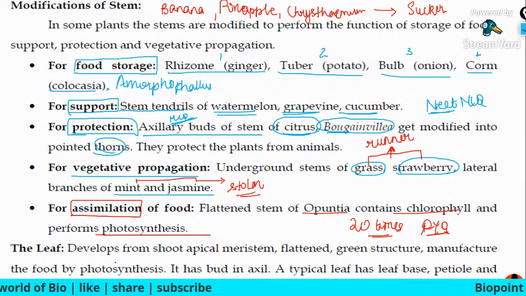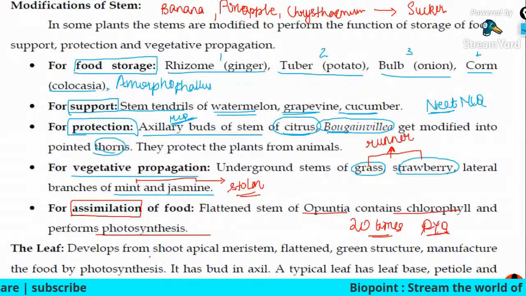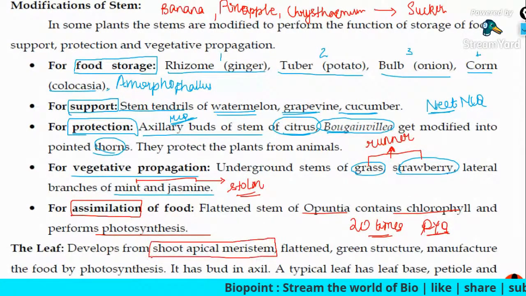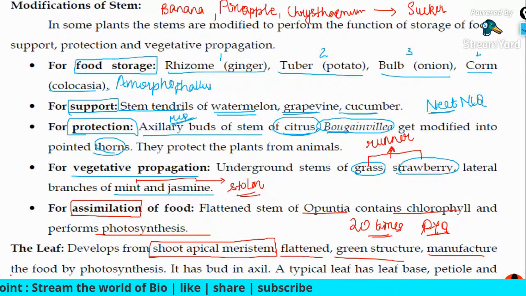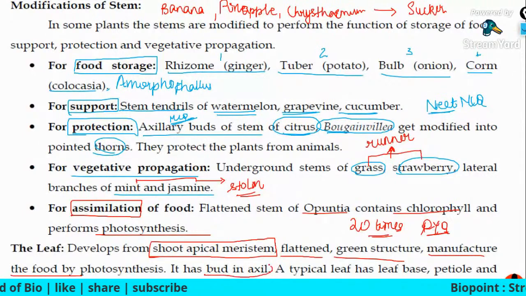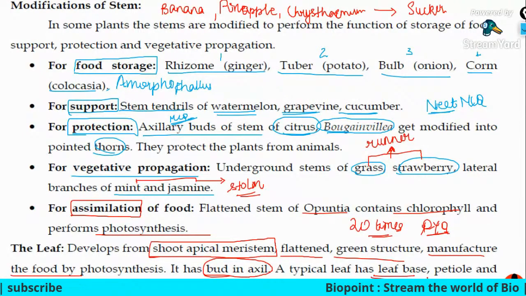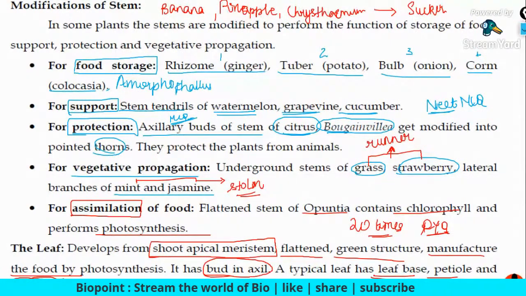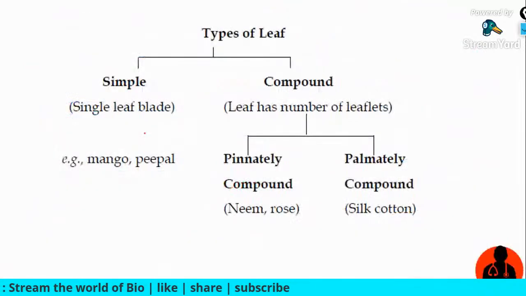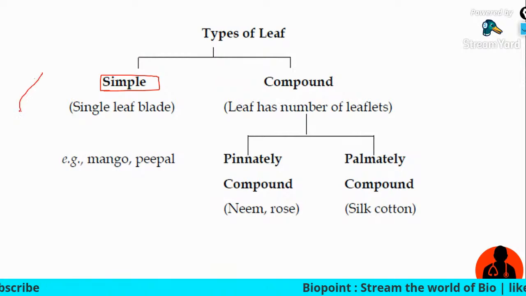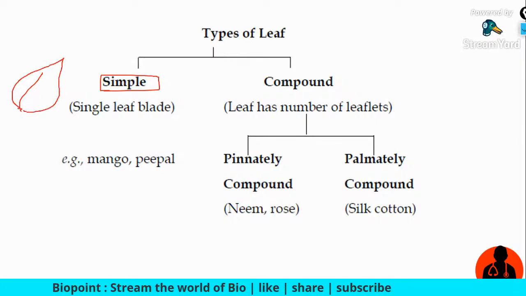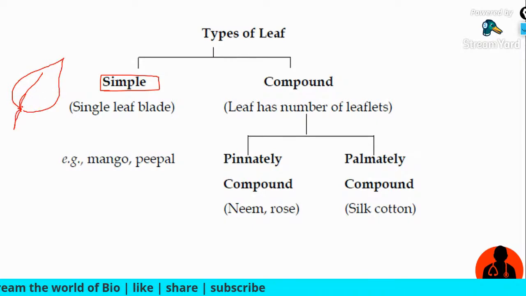Now we are going to discuss the leaves. Leaves develop from the shoot apical meristem. They are flattened green structures which are used for the manufacture of food by photosynthesis. It has a bud in the axil, and a typical leaf has a leaf base, petiole and the lamina. Clear? There are mainly two kinds of leaf, that is a simple leaf. Simple leaf means in case of a banyan tree leaf, peepal leaf and all, you will find a leaf exactly like this.